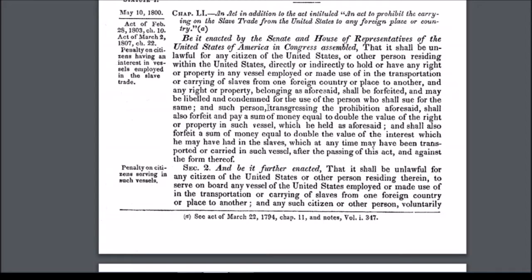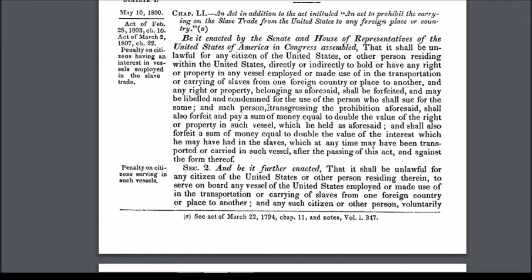So this one is entitled "An Act in Addition to the Act entitled An Act to Prohibit the Carrying on the Slave Trade from the United States to any foreign place or country." So this one is in addition to the Slave Trade Act of 1794.